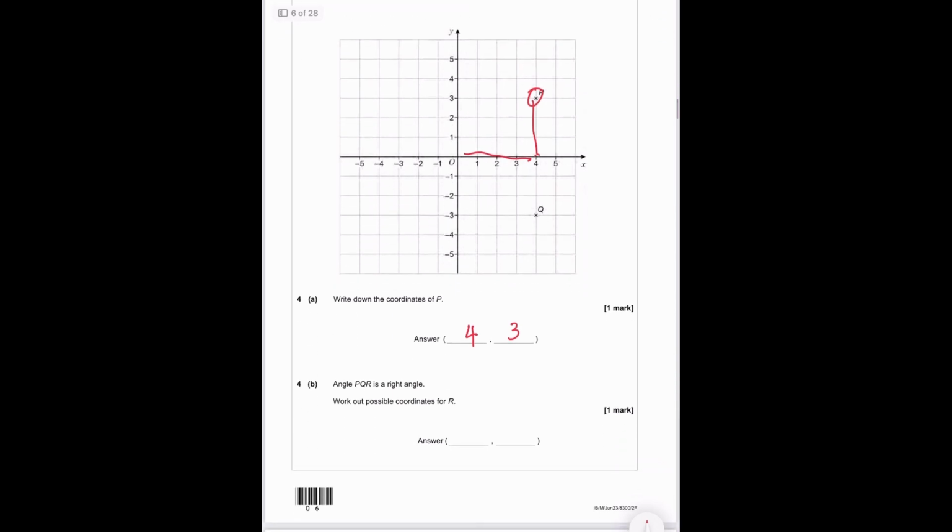Angle PQR is a right angle. Work out the coordinates for R. So from P to Q to R is going to be a right angle. So it's going to be there and there. So it could be anywhere along this line. So this coordinate, this one, this one, this one. I'm going to do this one here. So that's going to be 0, -3.